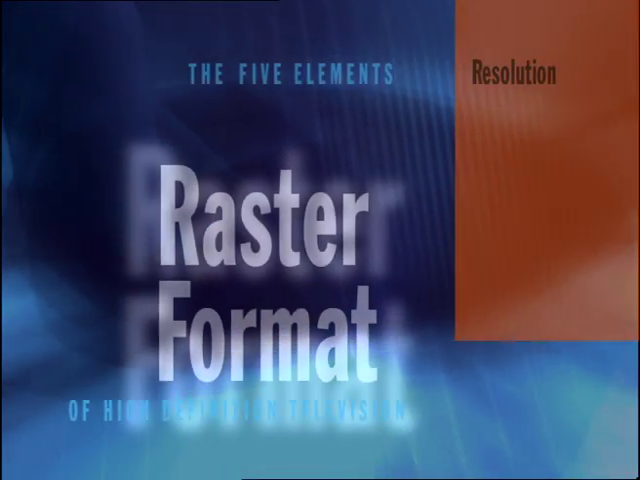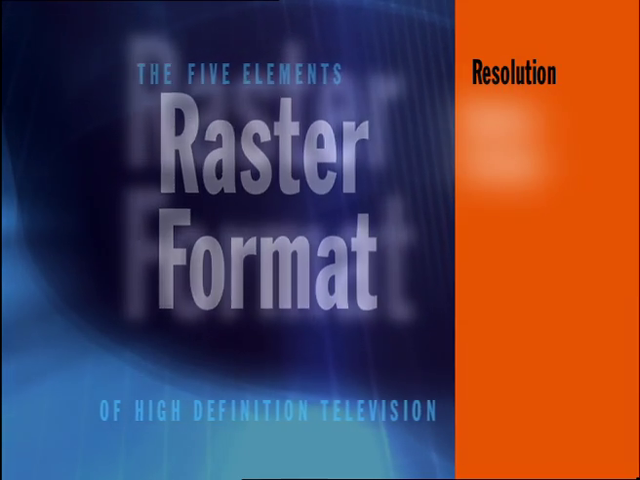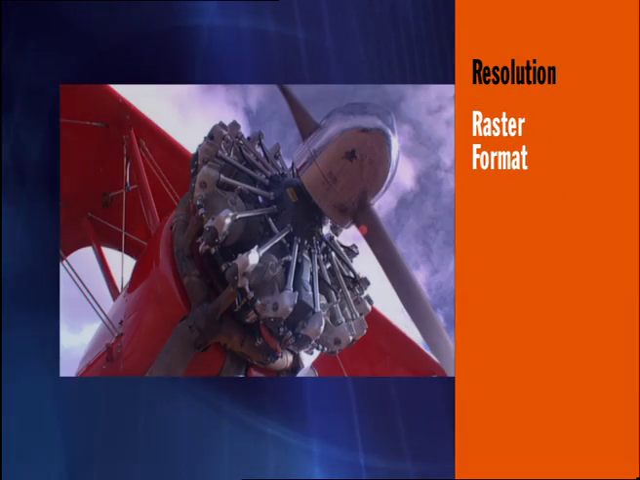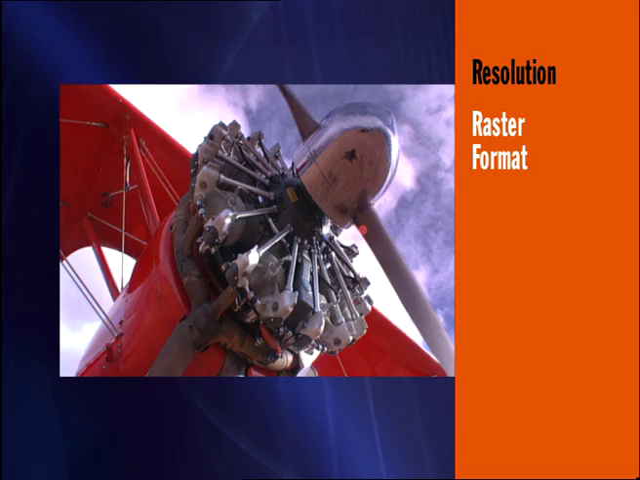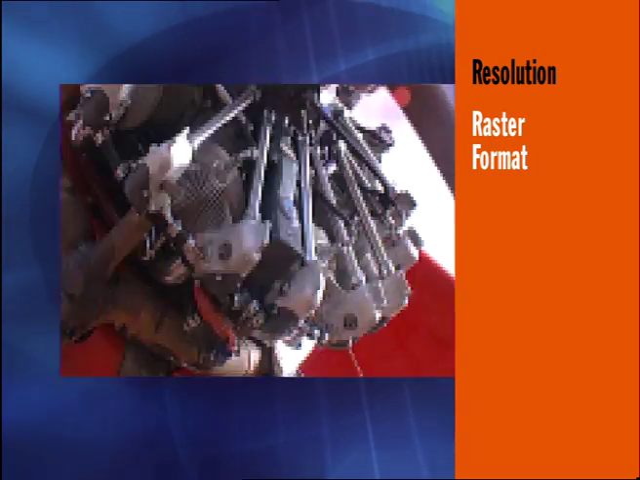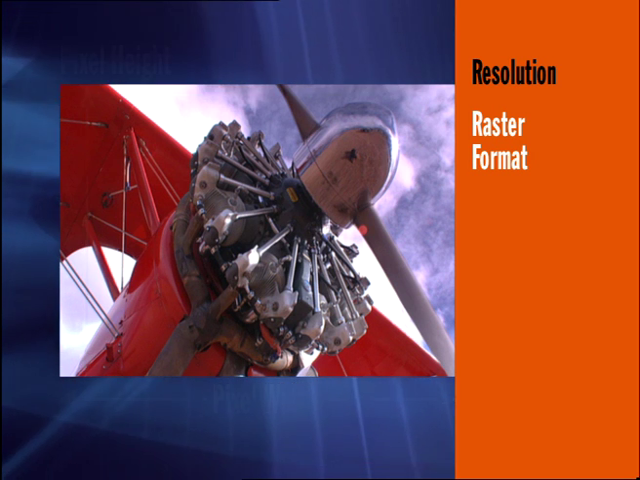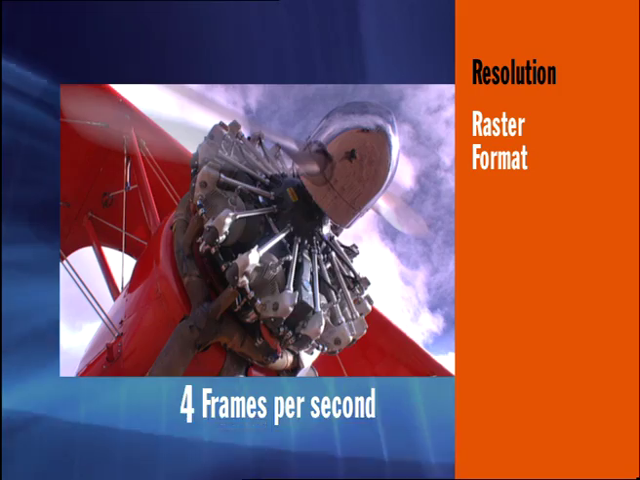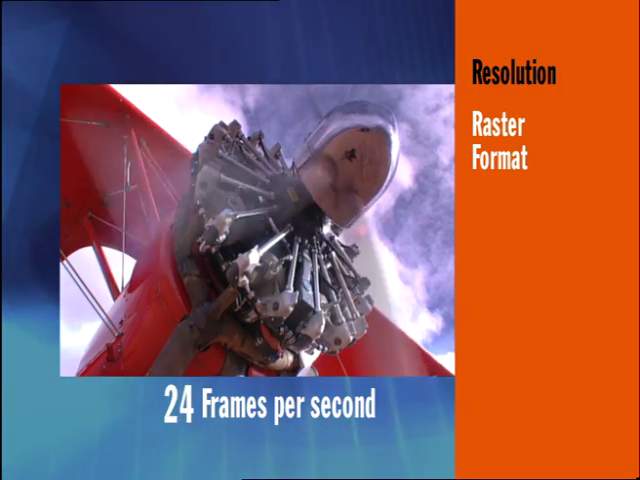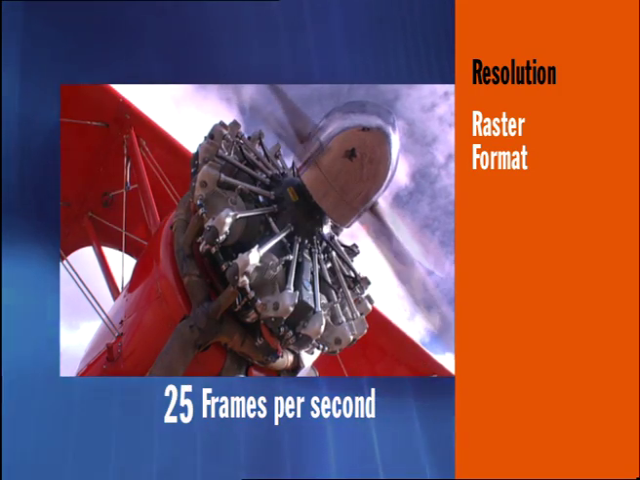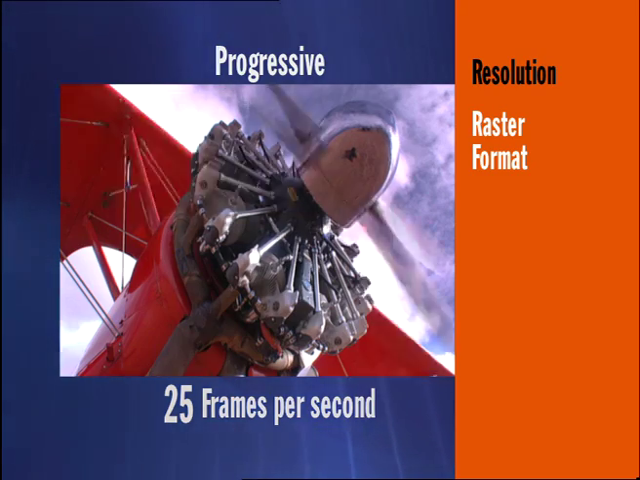So that we can really understand how HD works, it's also important to understand how television images are put together. Every frame is made up of a number of pixels that define the height and width of an image. These frames are then played back at 25 times per second to give the illusion of movement. This is known as progressive.